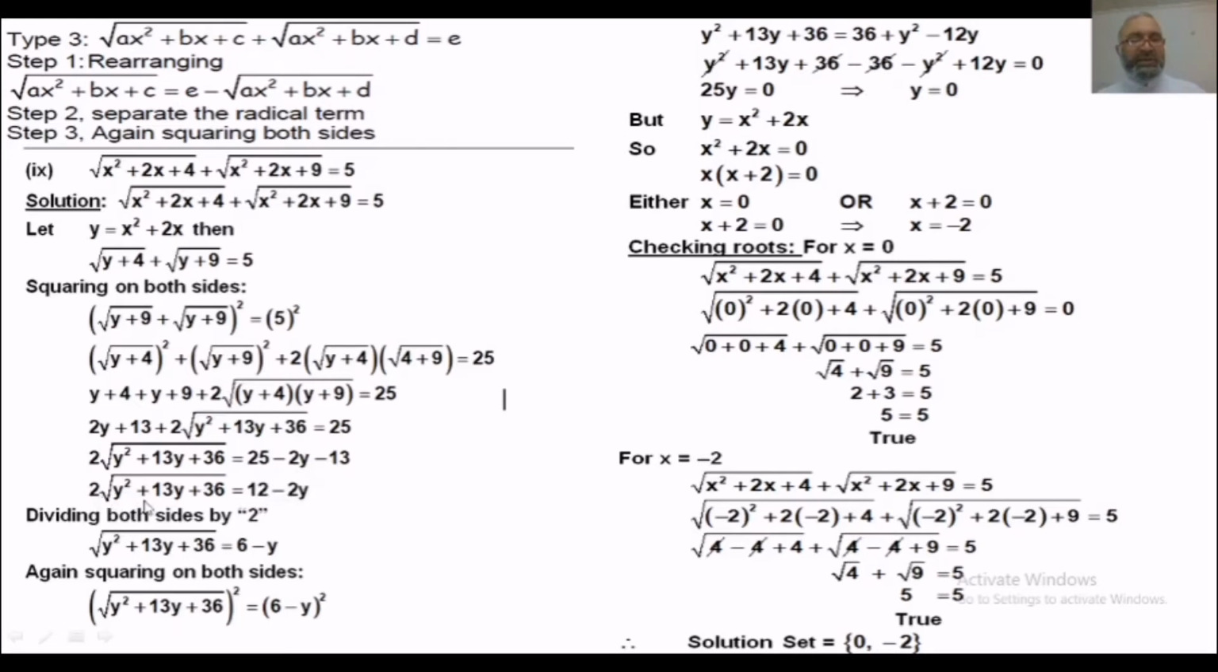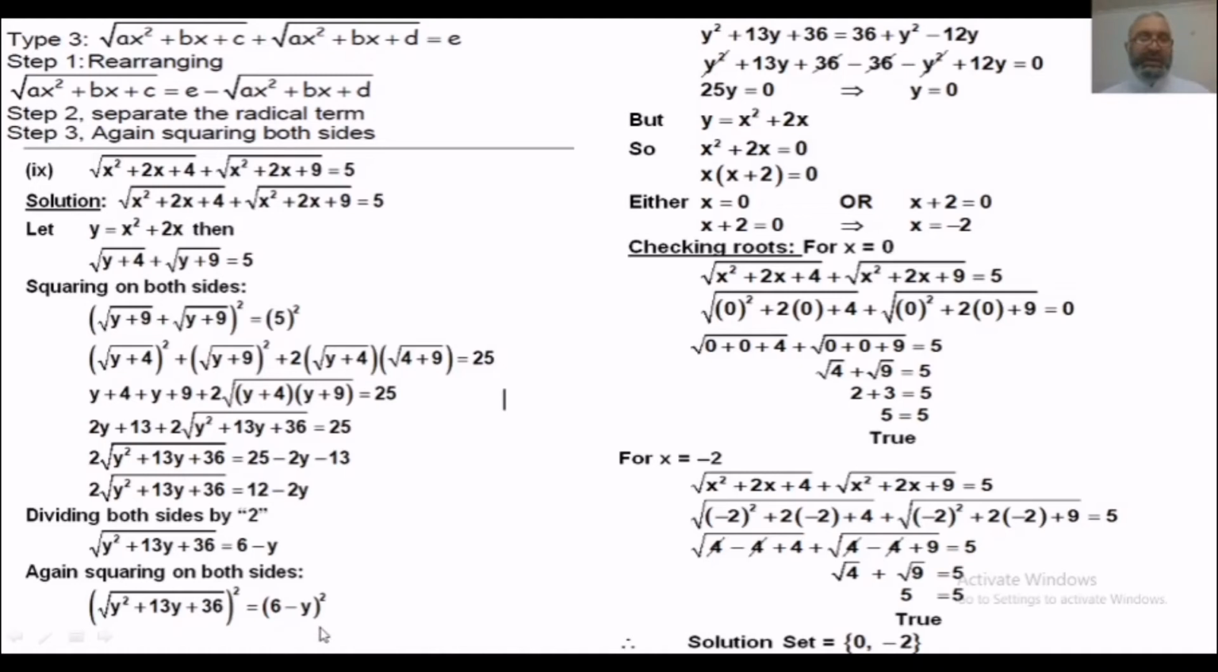Here again 2 is common to both sides. So dividing the whole equation by 2, we get the simplest form: square root of y square plus 13y plus 36 is equal to 6 minus y. Again the next step, squaring on both sides. So squaring on the left side, square root cancels with square, we get y square plus 13y plus 36, and on the right side there is a minus b whole square.